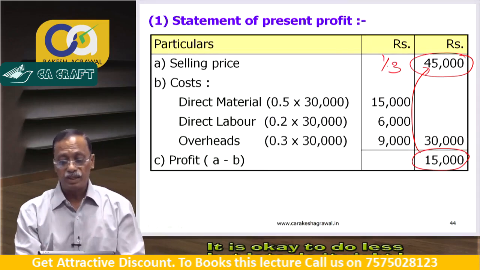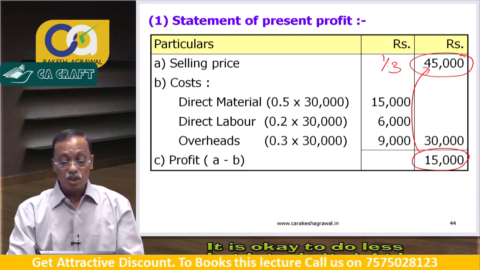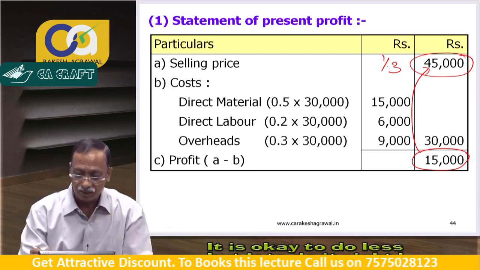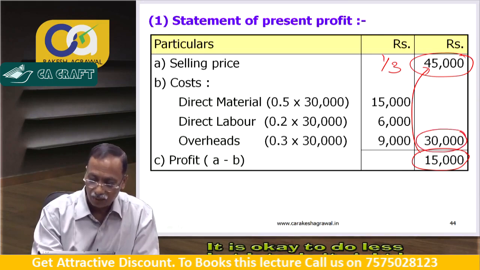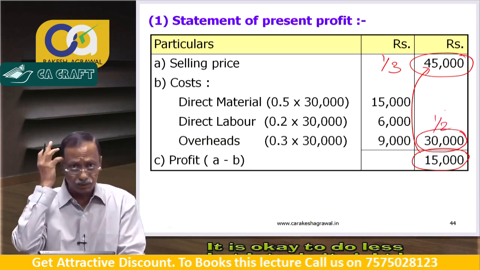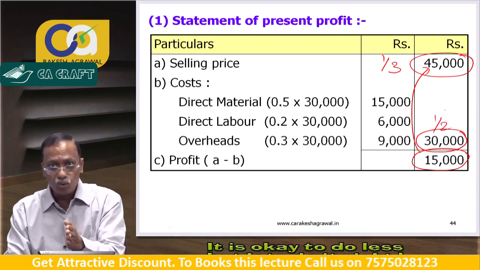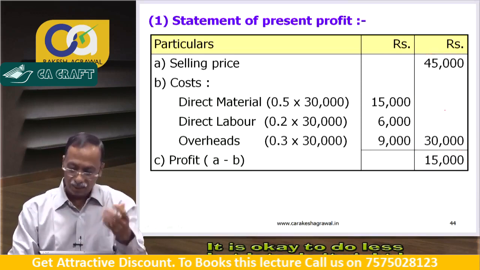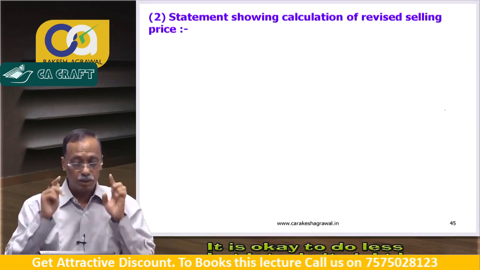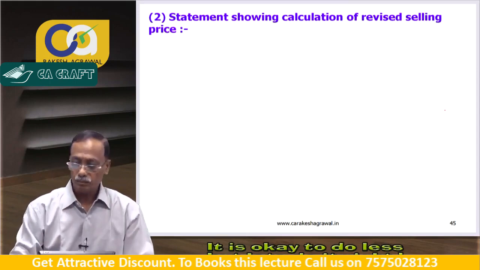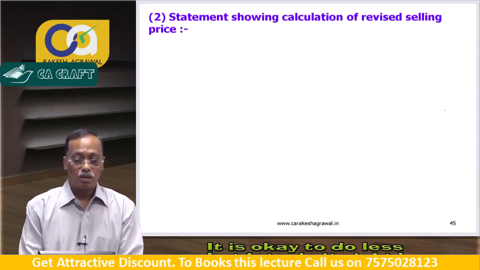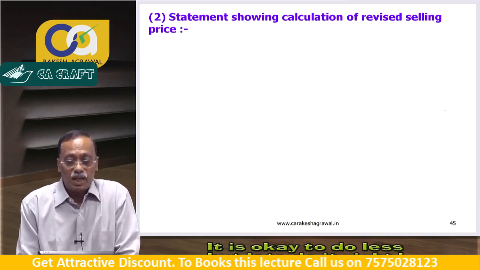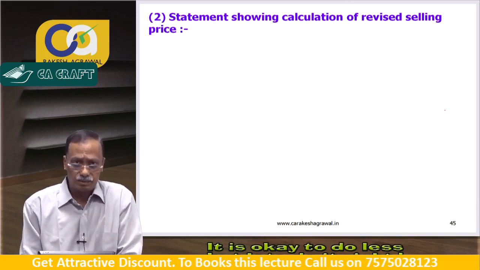This percentage profit is to be maintained. However, to solve the question, we don't know the sales price. We have to calculate the sales price. So instead of taking profit as percentage of sales, I will take it as percentage of cost. Right? That is 1/2 of cost, 15,000 upon 30,000. Earning profit 1/2 of cost is as good as 1/3 of sales. Both means one and the same. So let's write down the solution. Number 2, statement showing calculation of revised selling price.